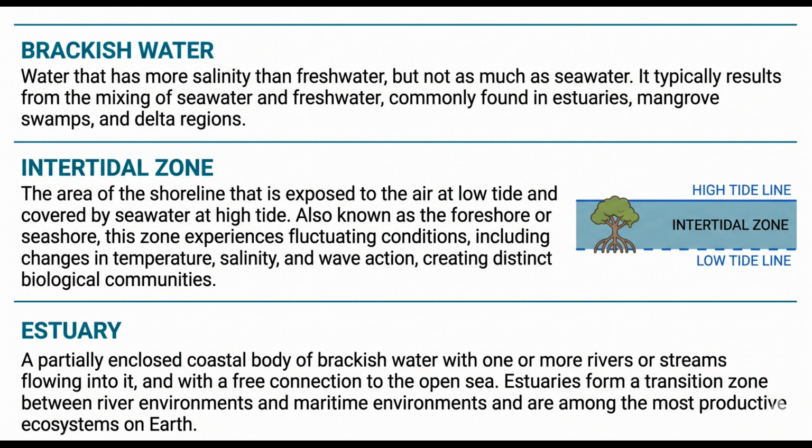The water in the intertidal zone is called brackish water. Brackish water is a mixture of fresh water and salt water. It is saltier than fresh water but less salty than open seawater. This mixing happens in an estuary, where a river meets the sea. So your 3 key terms for this slide are brackish water, intertidal zone, and estuary. Make sure you can define all 3.